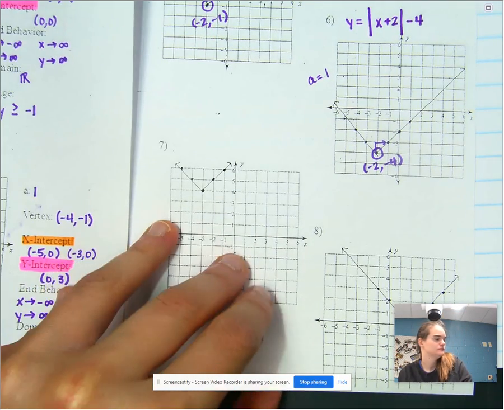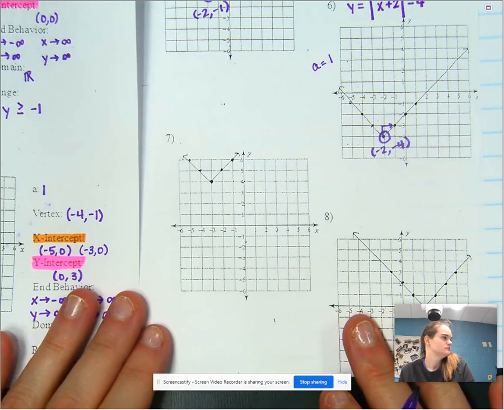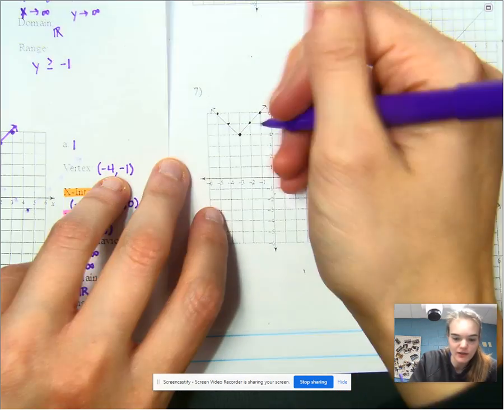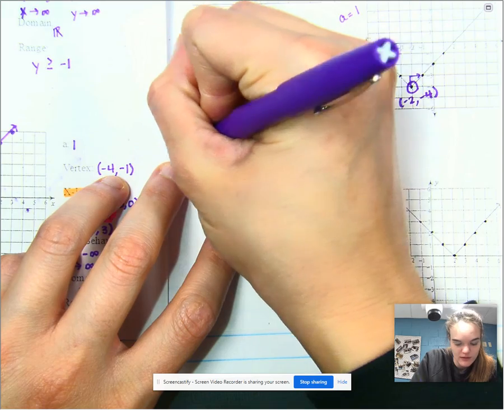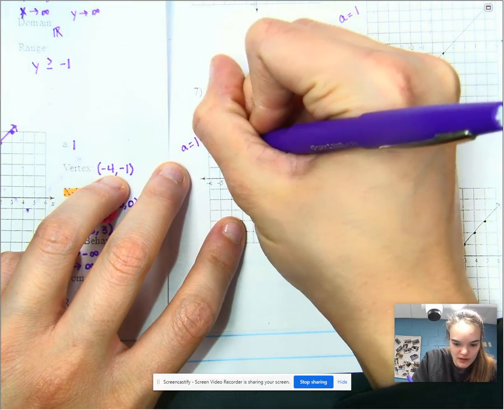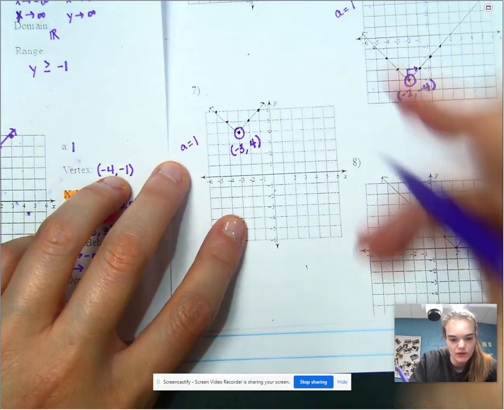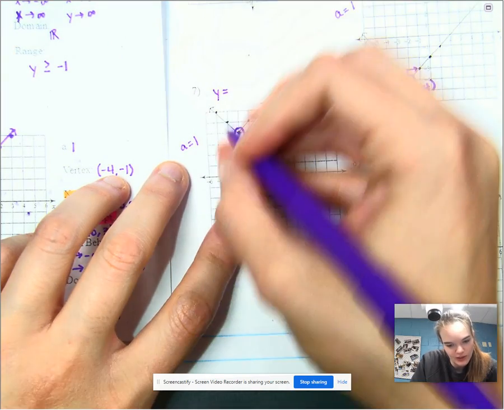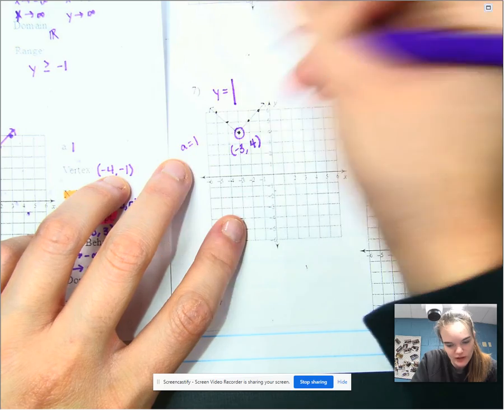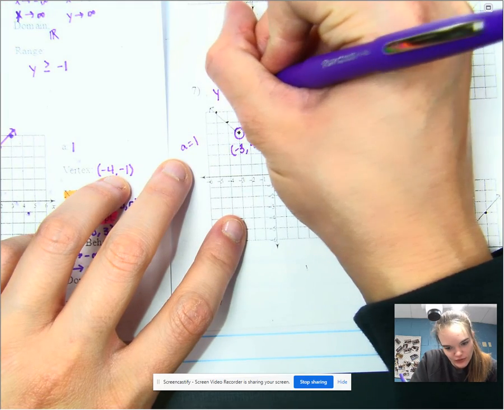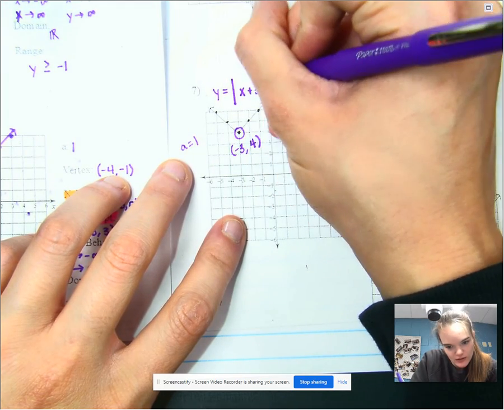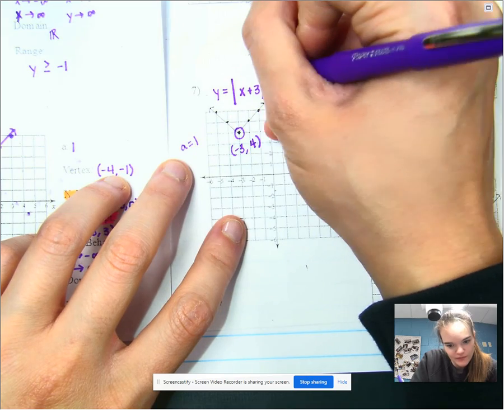All right, 7. A is still 1. The vertex is -3, 4. So y equals, again, we don't have to put 1, so we skip the 1, absolute value, x plus 3, plus 4.